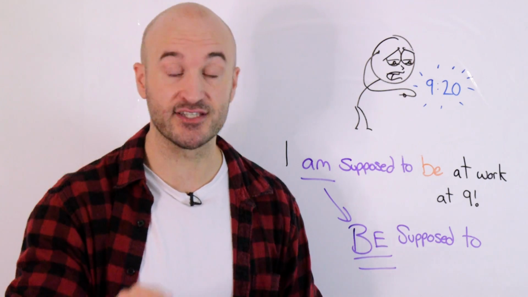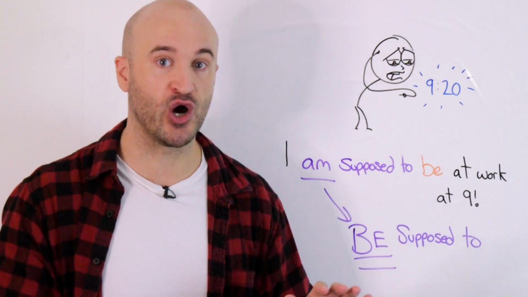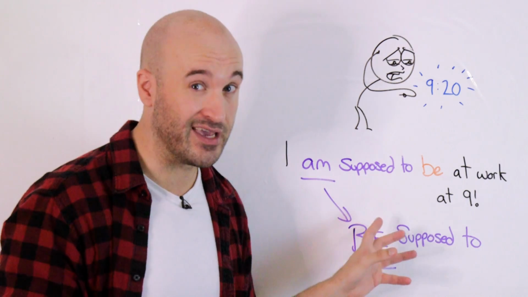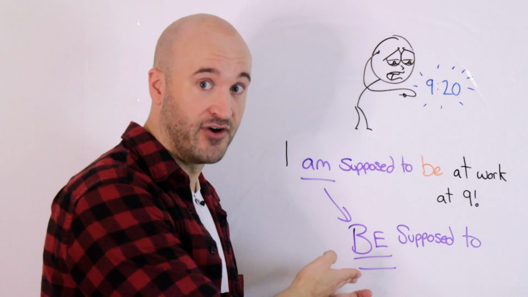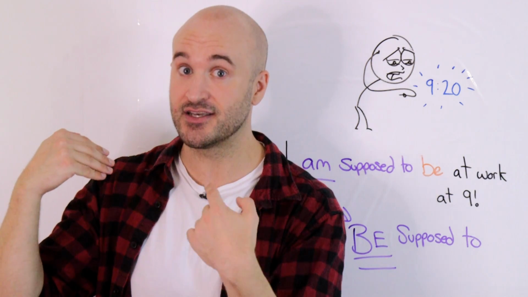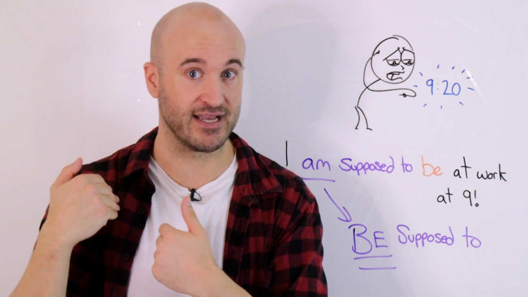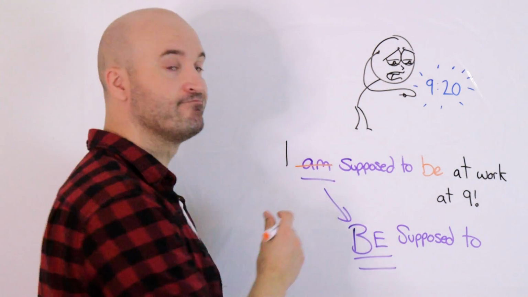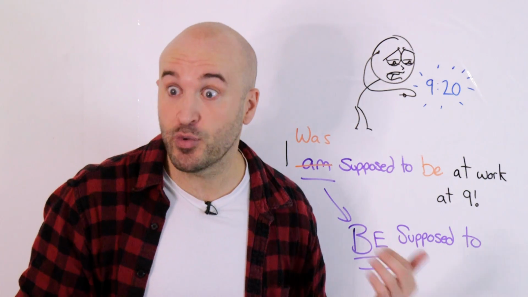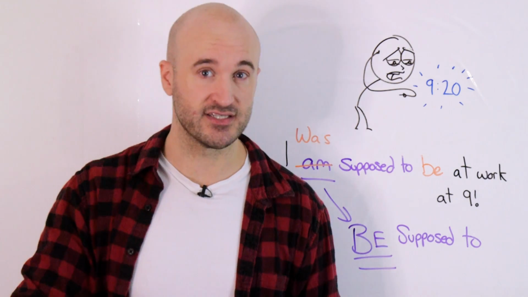Two important things. One, this is always in that passive structure. You don't change this. Two, if you need to change the time, change the be verb. For example, everyone expected, past, me to be at work at 9 a.m. That's a past expectation, so we change present to past. Easy. 9:20, I was supposed to be at work at 9. I'm so fired.